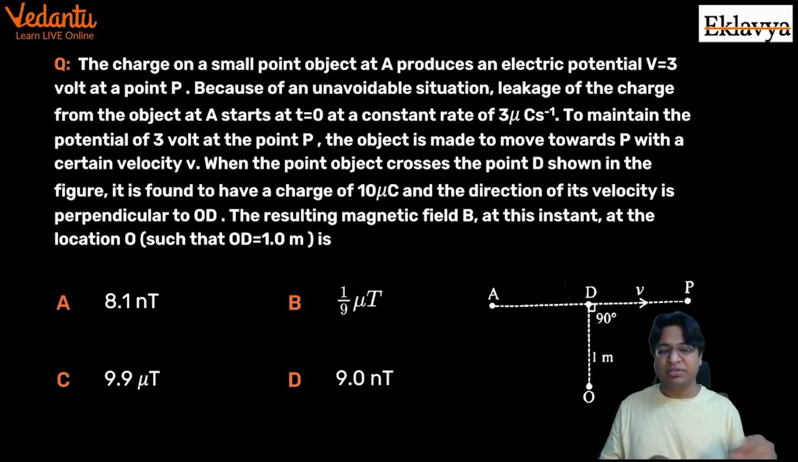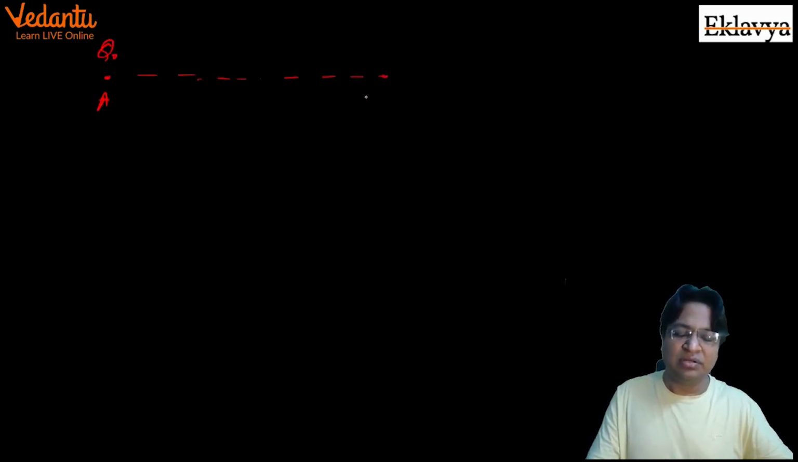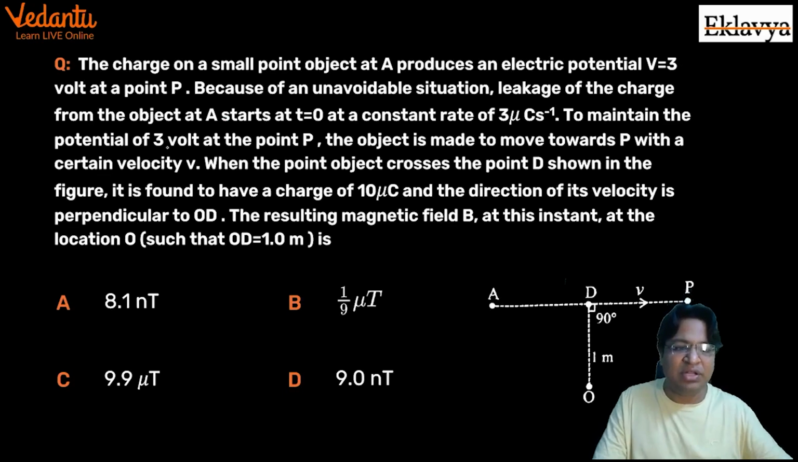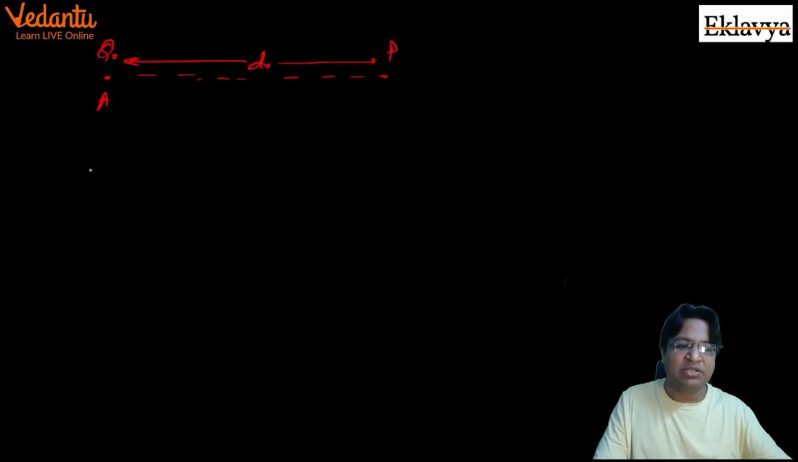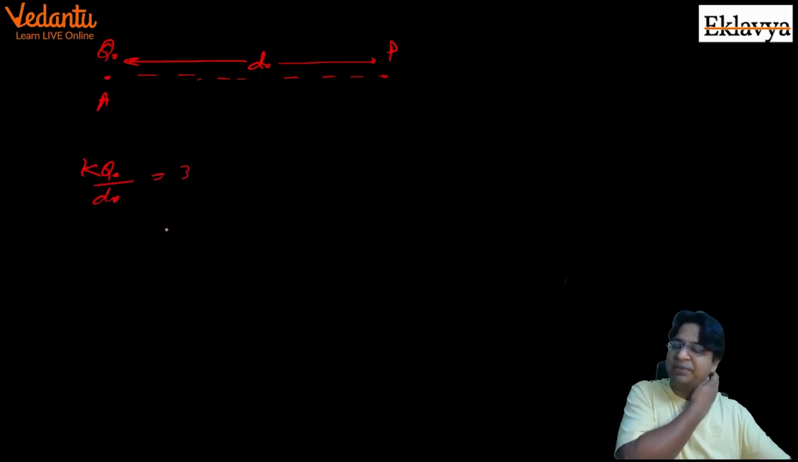All right, so what does this question say? This question says that there is a point A and there is a charge, let's say Q naught, here, and at some point, this point is P. Let the distance be D naught. So it is producing a potential of 3 volt. So we can say that K Q naught by D naught is 3 volt.